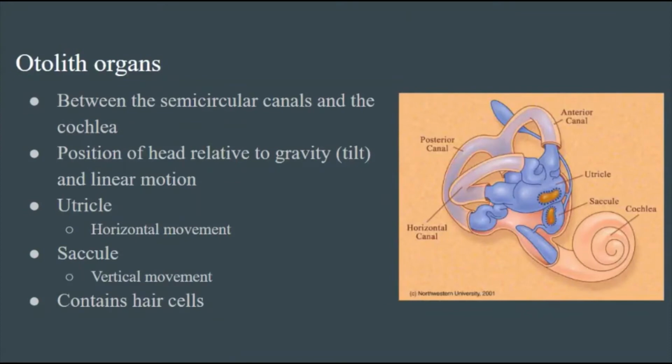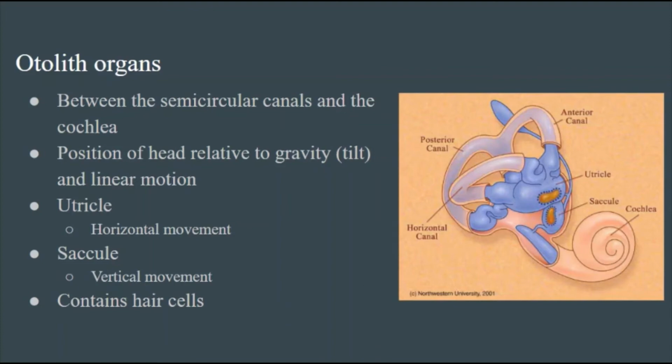So the second part of the vestibular system are the otolith organs. So the otolith organs consist of the utricle and the saccule. These structures are located between the semicircular canals and the cochlea. So we have our semicircular canals here. So you have your anterior canal, your posterior, and your horizontal, and you have your cochlea right here. So in between the two are the utricle and the saccule. So these are the otolith organs.